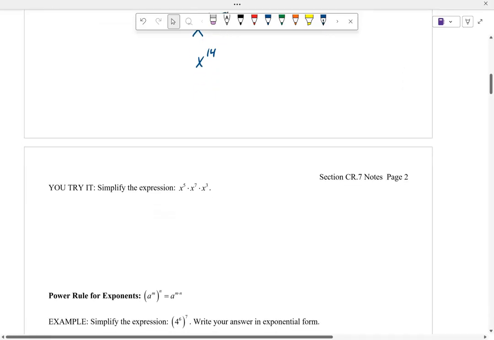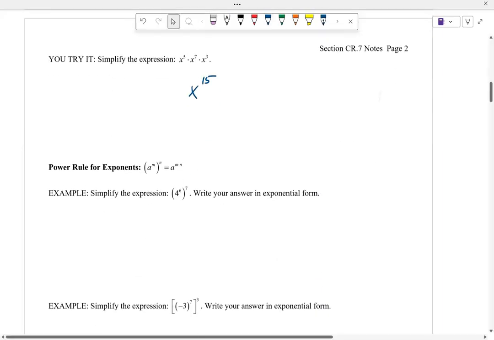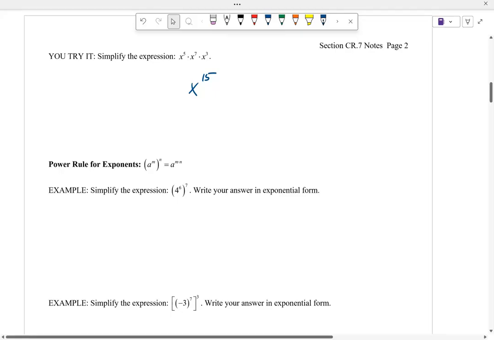We'll do it together. It looks like we have x to the 5th, x to the 7th, x to the 3rd, so x to the 15th, and we add all those up. Now this next one's called the power of a power rule, a to the m to the n.